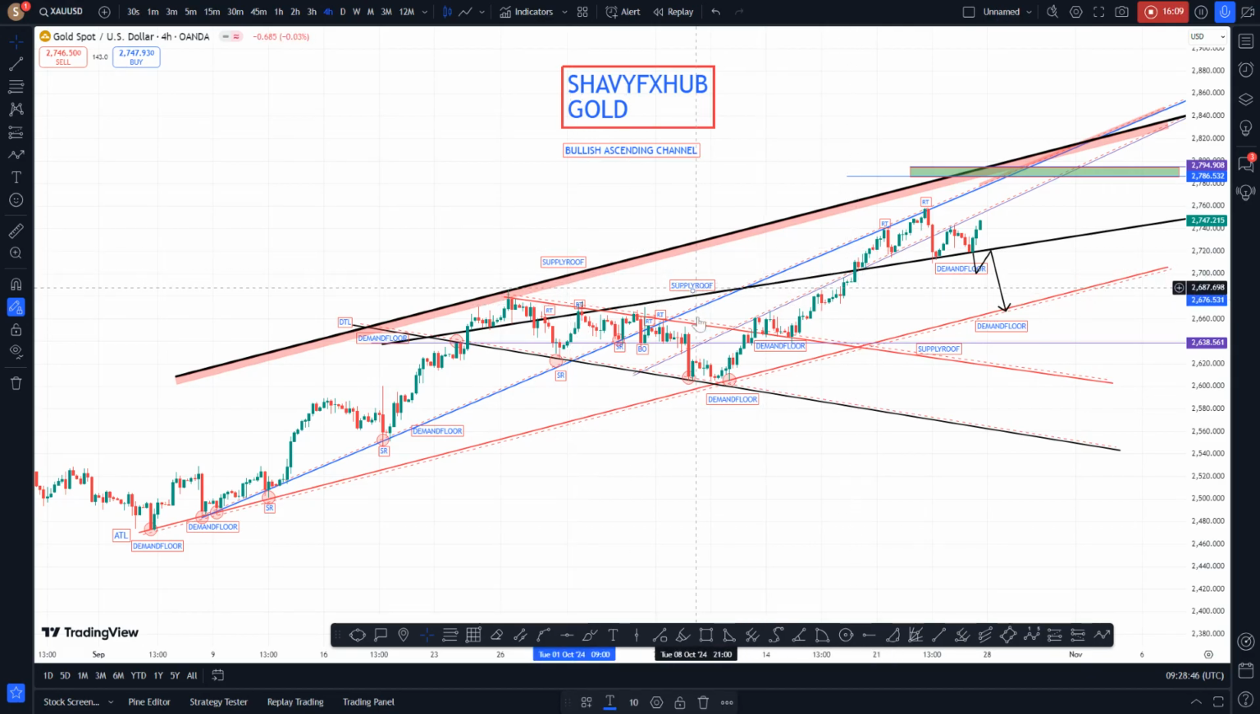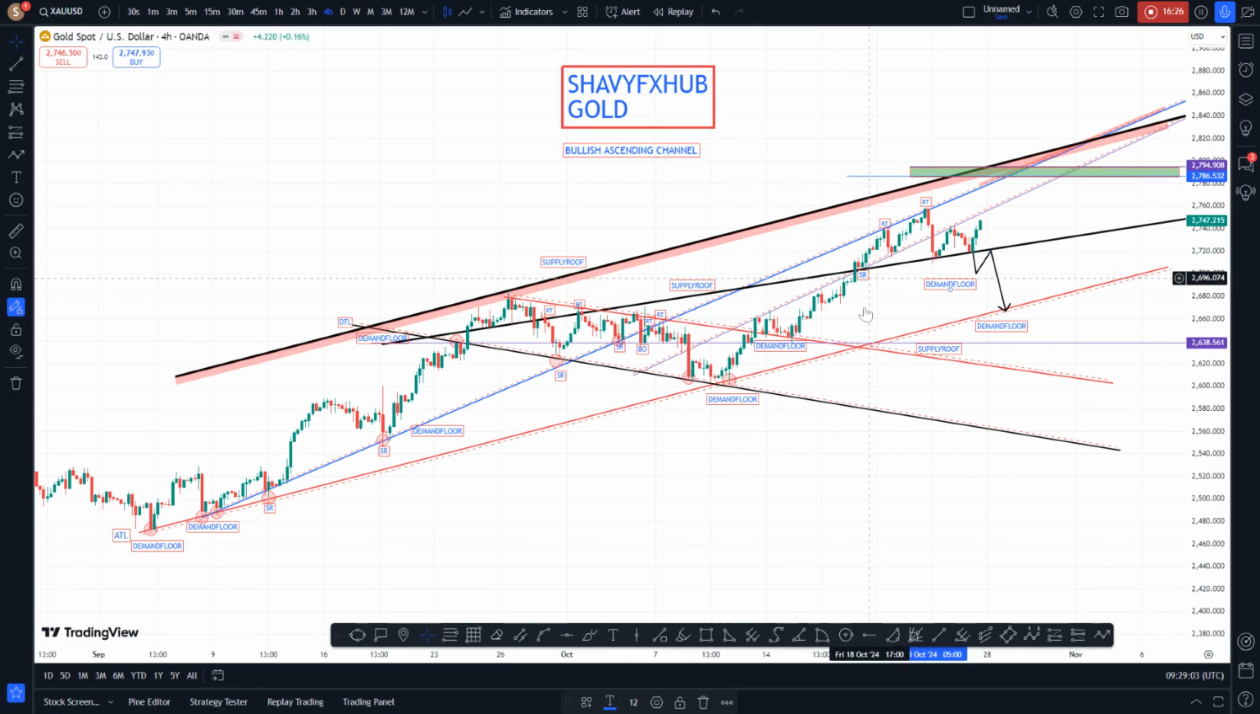What structure was broken? A supply roof. Break of a supply roof becomes a demand floor. So on break of that, we now have SR. So what do we have now? A support structure. Break of a support structure will become resistance.